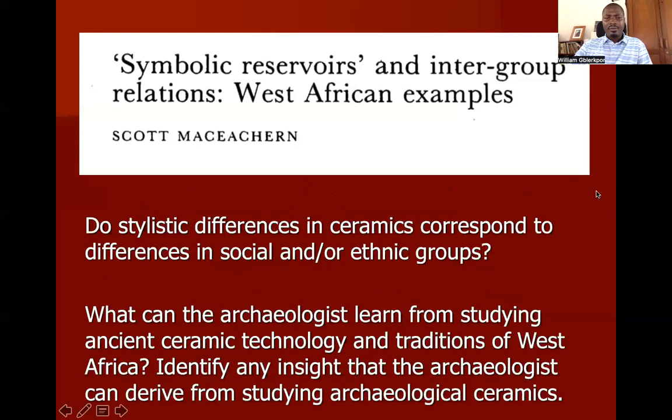There is a paper that I always share with the class to read by Scott, Symbolic Reservoirs and Intergroup Relations. So Scott used ceramic analysis to try to understand where designs come from, how designs are shared, exchanged, and so on and so forth.